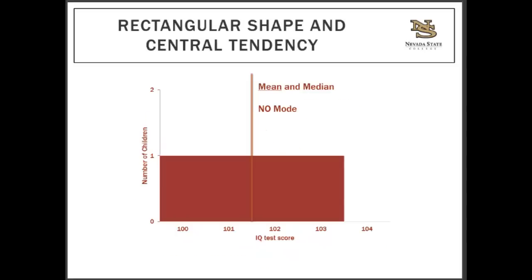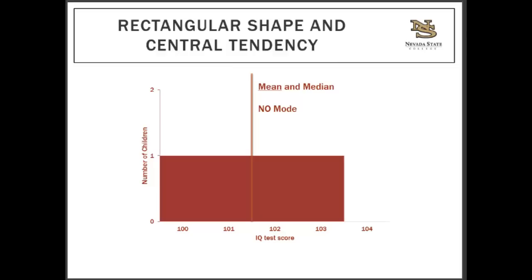So here's a rectangular shape distribution. Maybe I have 4 children and their IQ scores are: one is 100, one's 101, another child is 102, and another child is 103. That would give me a rectangular distribution where there is no mode because there's the same frequency for all values in the data set.